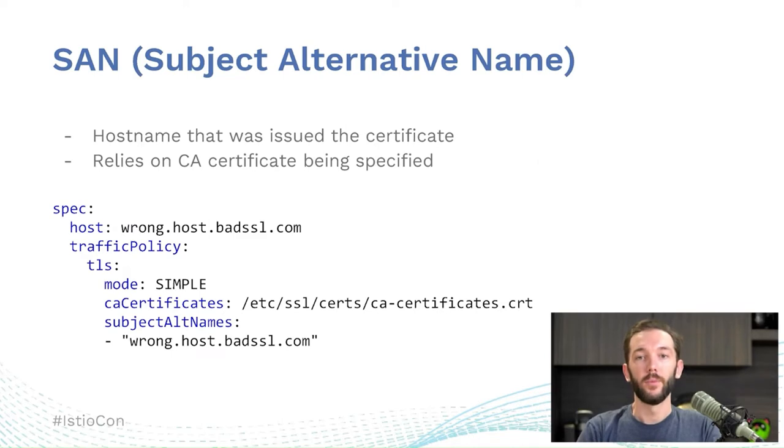So now let's talk about subject alt names. This is who the certificate is issued to, so the host name. You must have the certificate authority specified, so the CA certificate field must be filled in. If it is not, you can't use any subject alt names. An example below shows that this negates the wrong host being used. And to emphasize this, certificate authority is not good enough because someone who is not the host of the certificate can serve it. It will be validated through the certificate authority, and it will be greenlit. It doesn't matter that the host does not match who presented it.